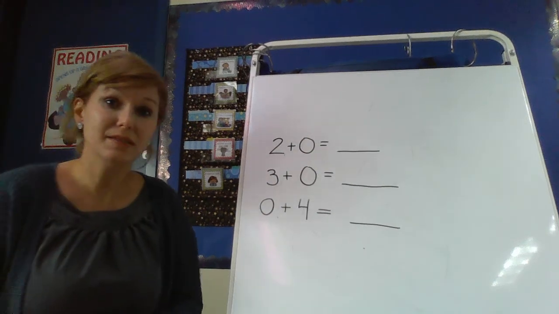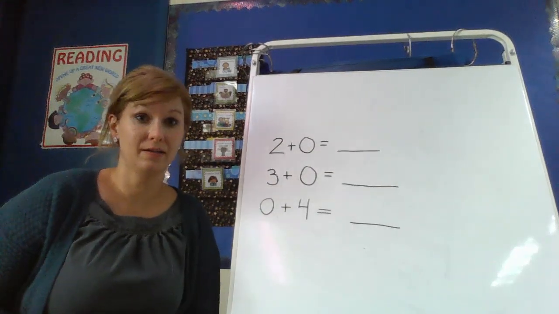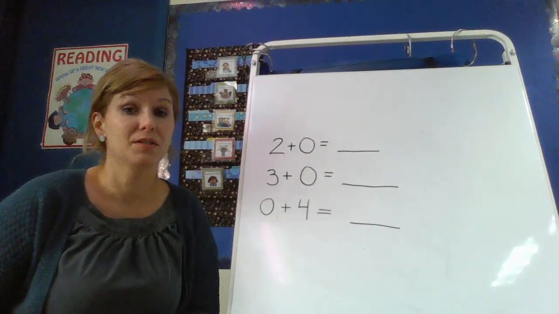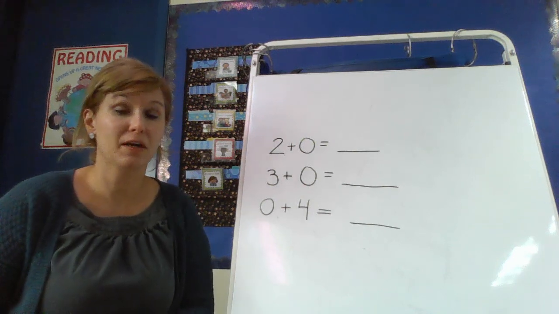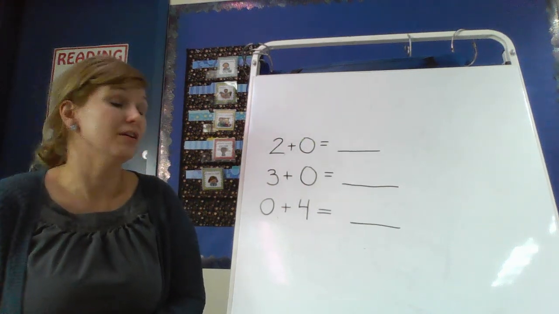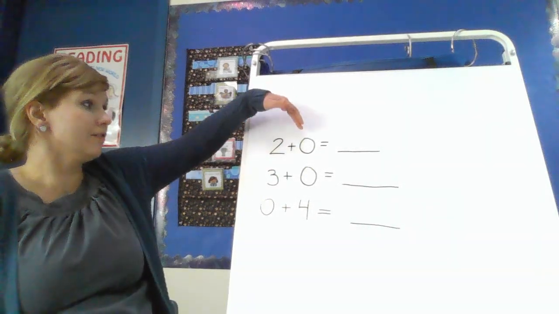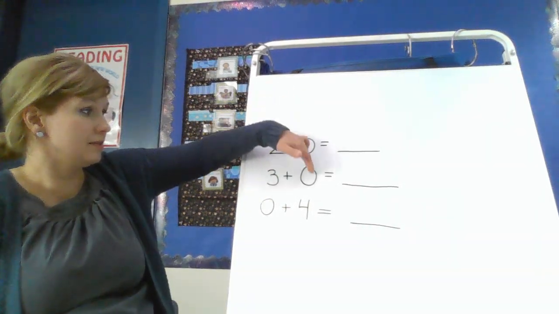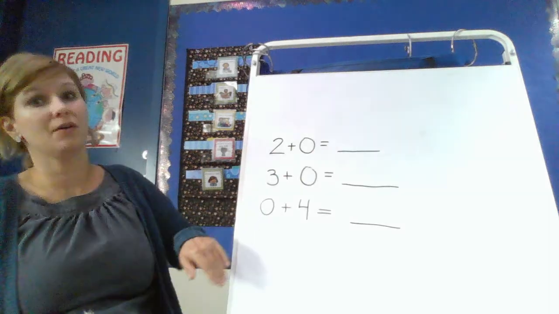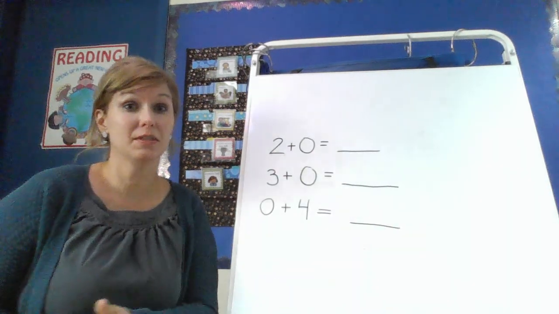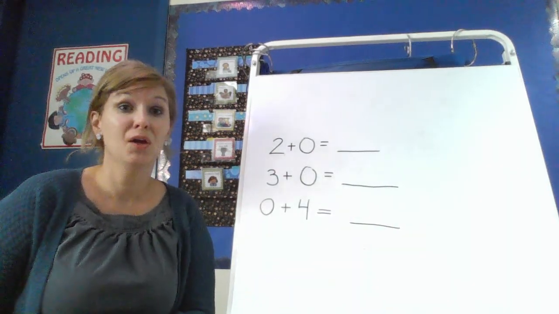So remember, the plus sign tells us that we're adding the numbers together. So we're adding partners to make a new total. The other thing you might have noticed is that all 3 of these equations have one of the partners as the number 0. Okay, so now here's a super important rule to remember.